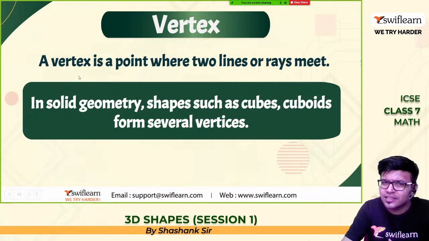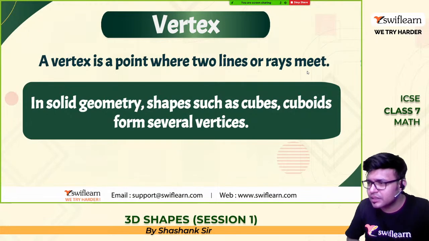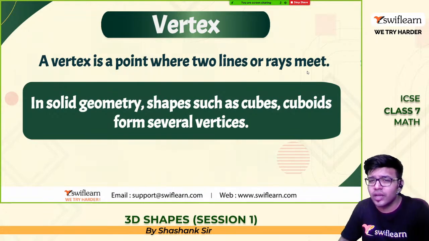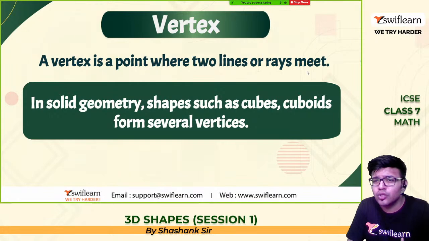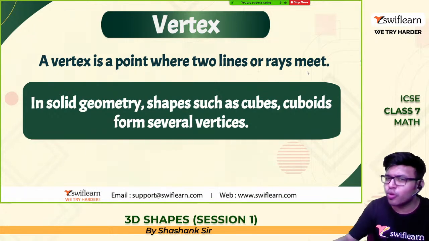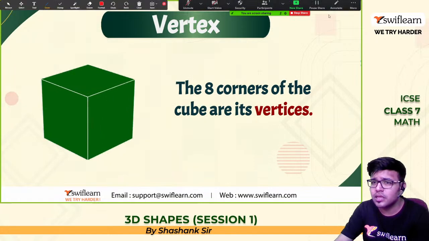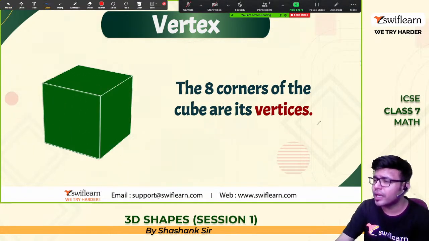So, vertex. A vertex is a point where two lines or rays meet. Solid geometry shapes such as cubes and cuboids form several vertices. जो भी sharp objects है उसको vertices रहता है. Geometrical figures such as cube and cuboids have several vertices. Now look here, guys. The eight corners of the cube are eight vertices.